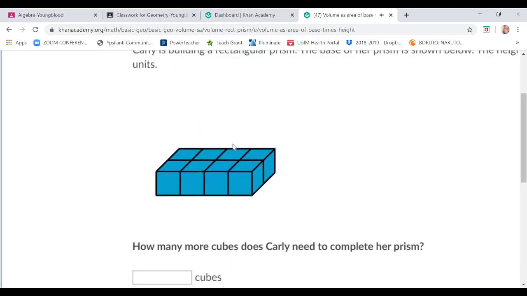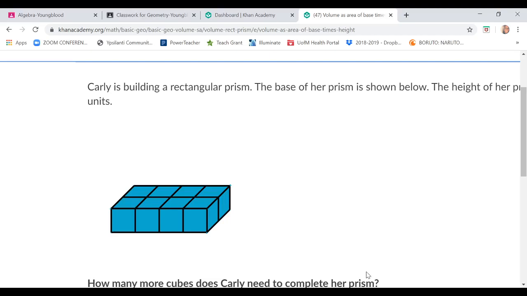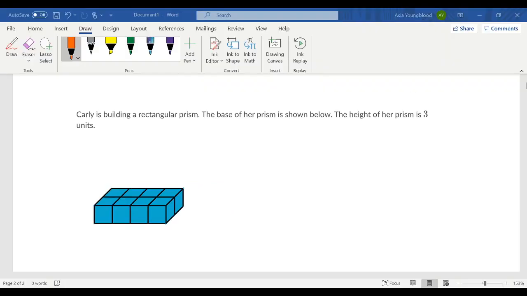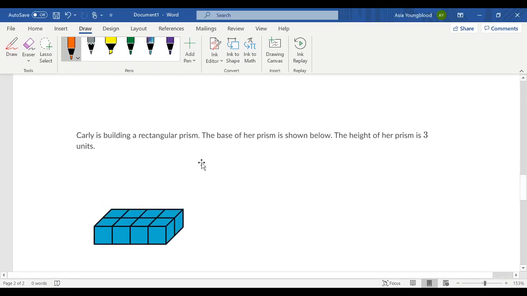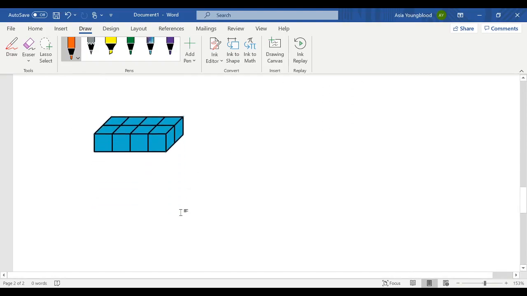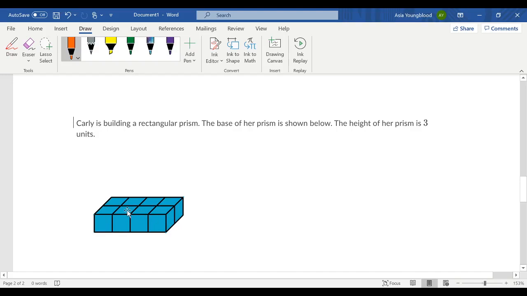And the last question, it says Carly, well, I will paste this over and then we'll go through it. All right, we've gone ahead and placed this in our sketch window. So the problem said that Carly is building a rectangular prism. The base of her prism is shown below. The height of her prism is 3 units. The question they actually ask us is how many more cubic units does she need to add to complete her rectangular prism.